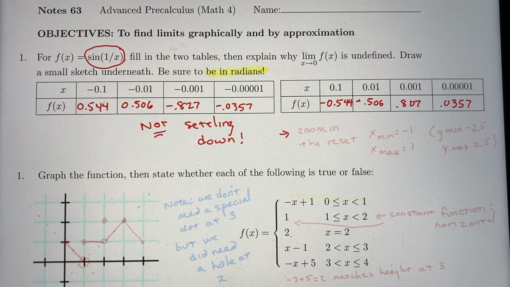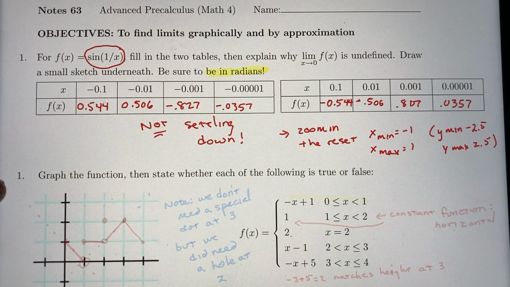Here's a little cute thing. Zoom in, then reset x min to -1 and x max to 1. Zooming in should put y min and y max. You'll see a very strange kind of graph, and it is. It's a very strange graph.